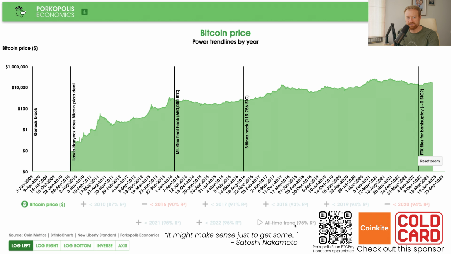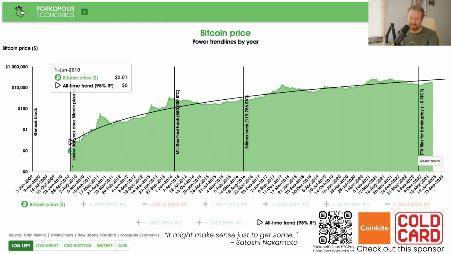And again, what is that all-time trend that best fits Bitcoin? It's not linear, not log, not exponential. It is a power trend line. All right, so here it is, 95% R squared. Starts on Bitcoin Pizza Day with Laszlo making that first Bitcoin price, which turns out to be sub 1 penny per Bitcoin. Nonetheless, that got us started here, and we move on all the way until basically yesterday to get this power curve. 95% R squared is really, really, really strong.